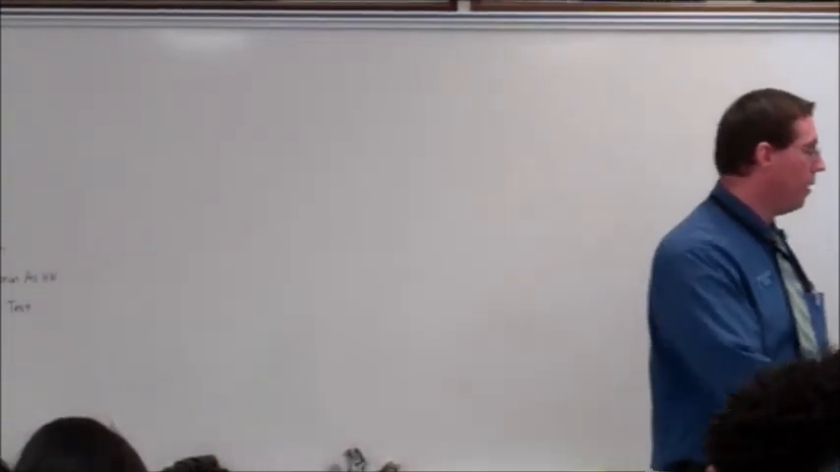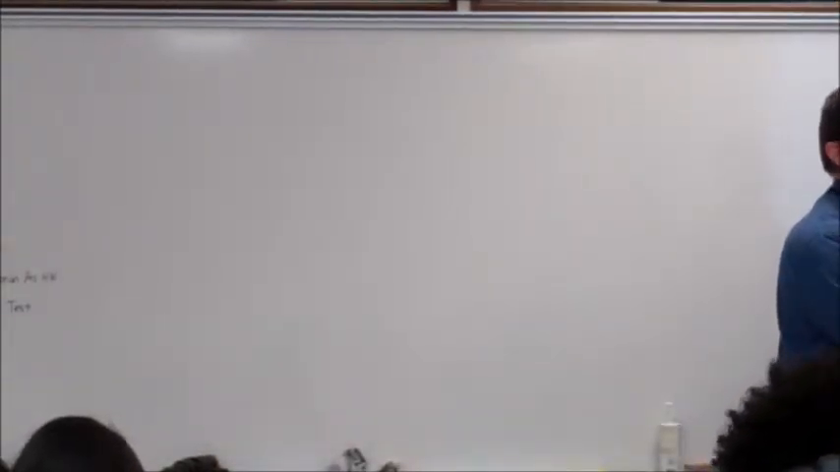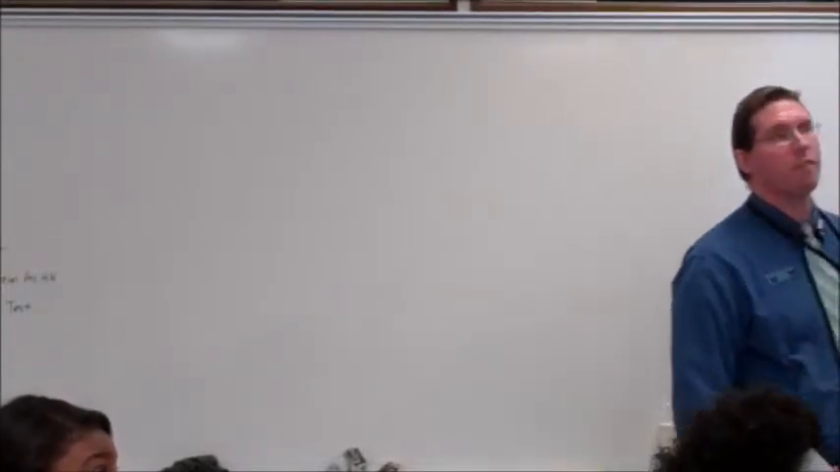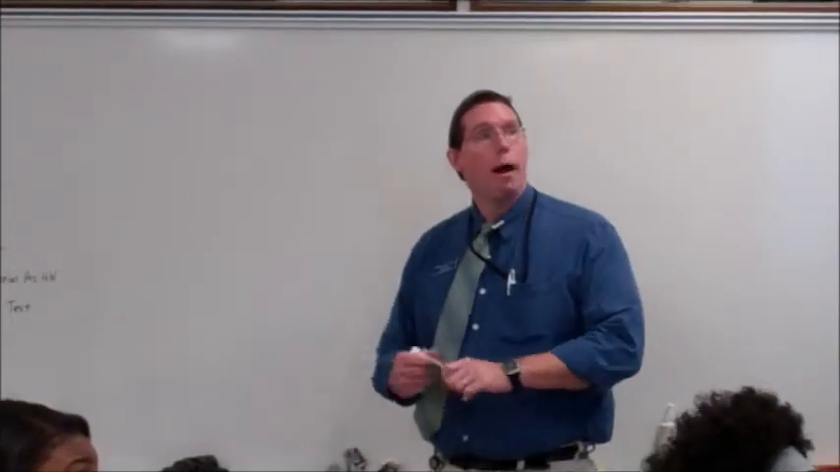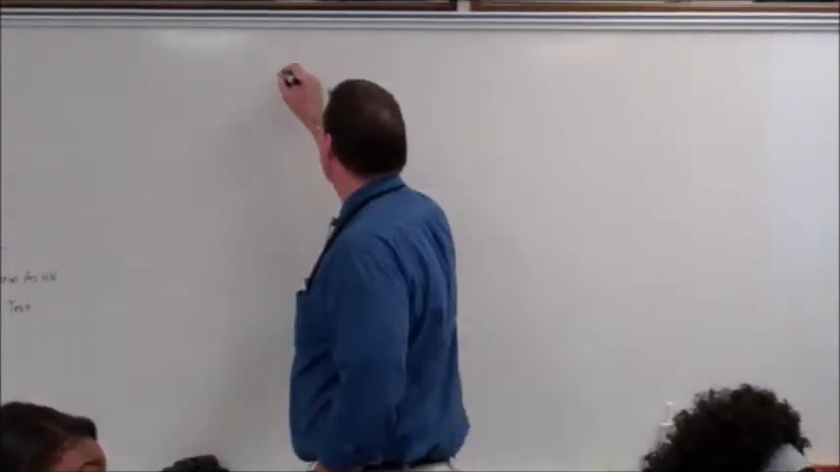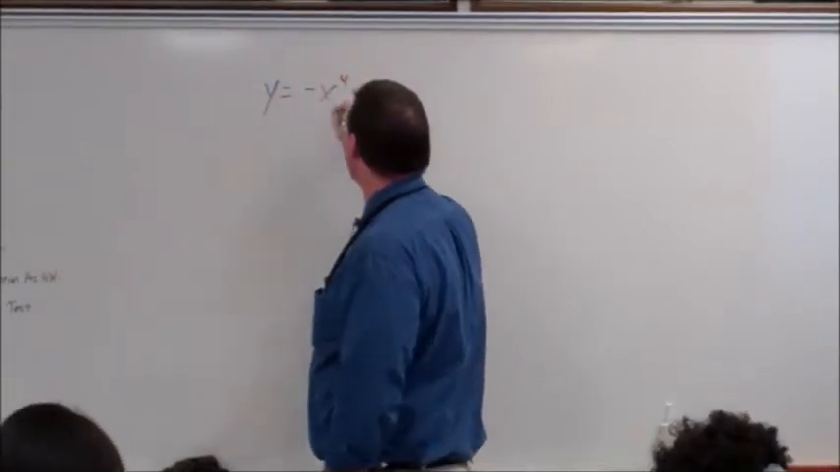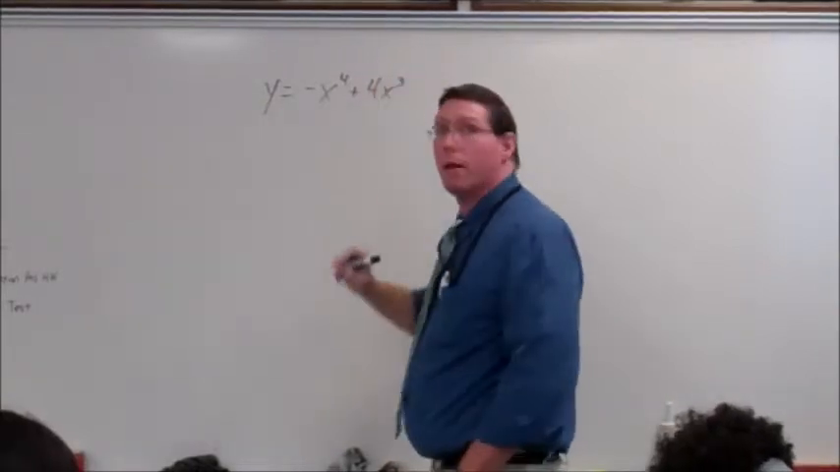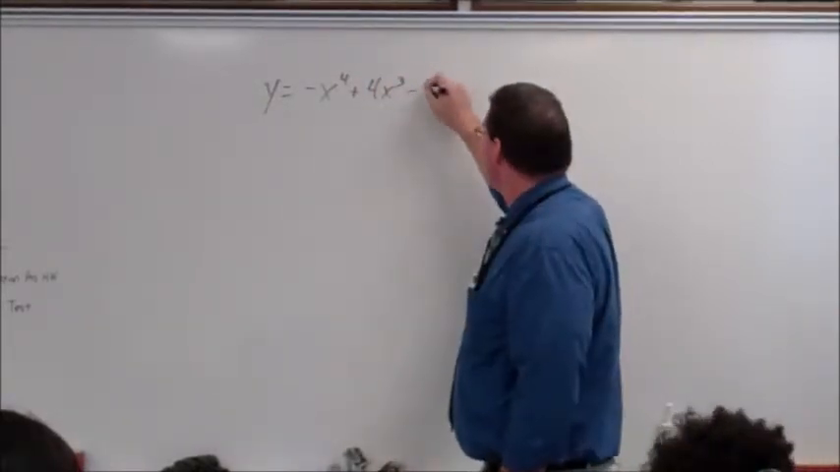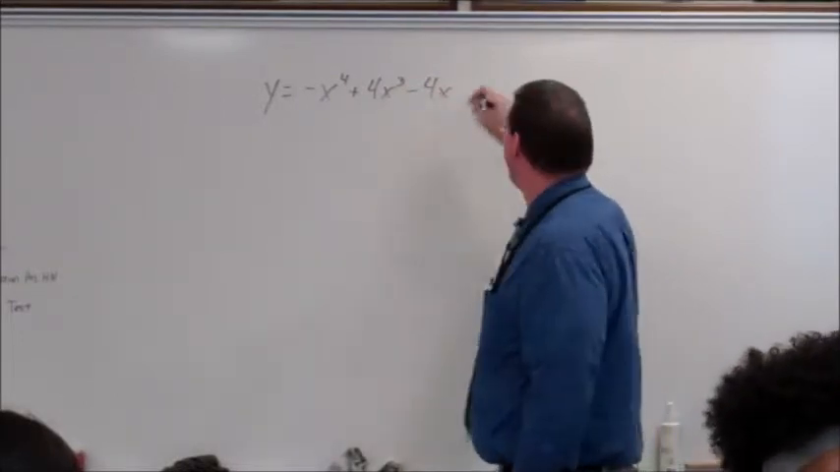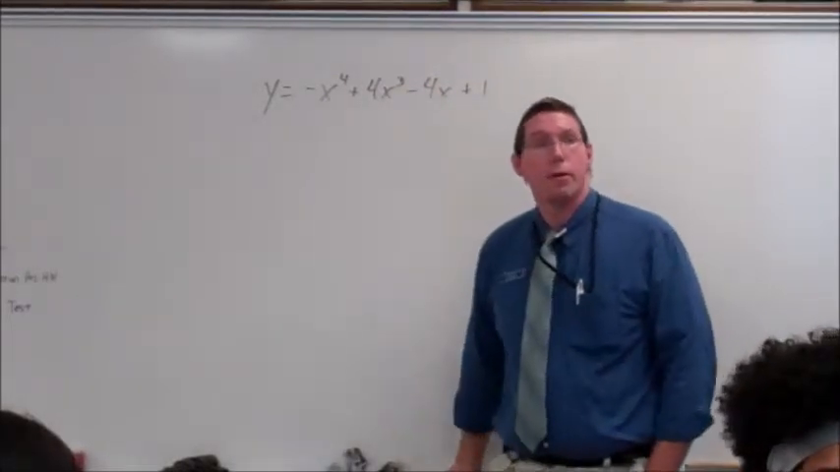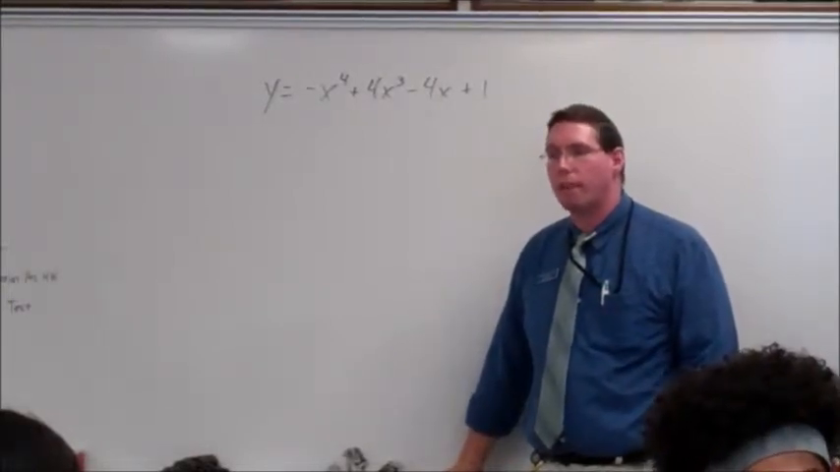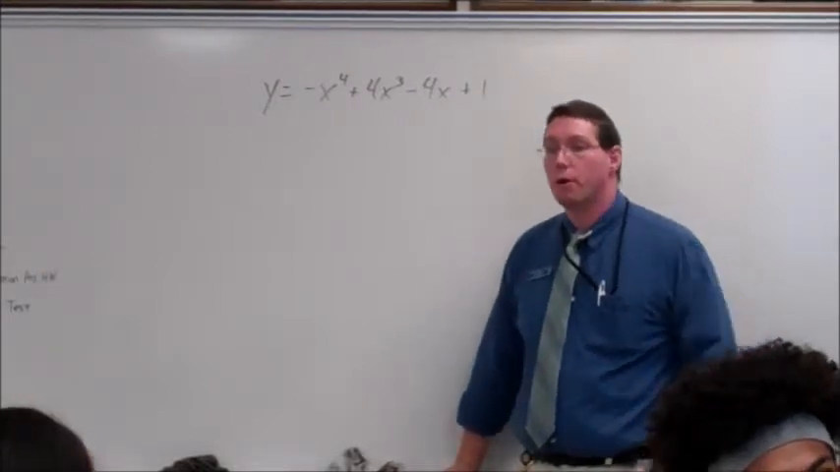And what I want to do is look at question number 8 from your homework. It says, identify where the function y equals negative x to the 4th plus 4x to the 3rd minus 4x plus 1 is concave up and where it is concave down. If you have this function, what do we do?